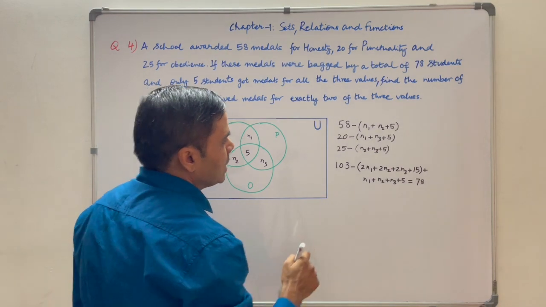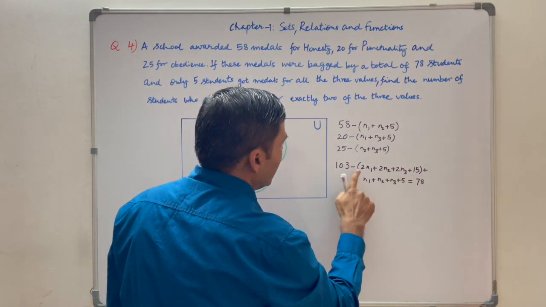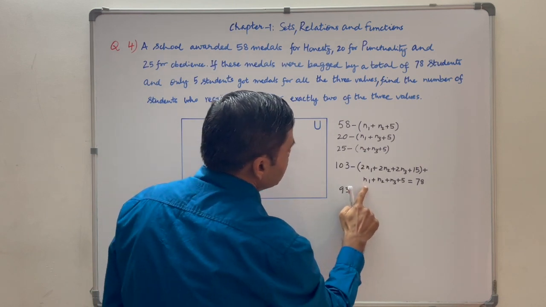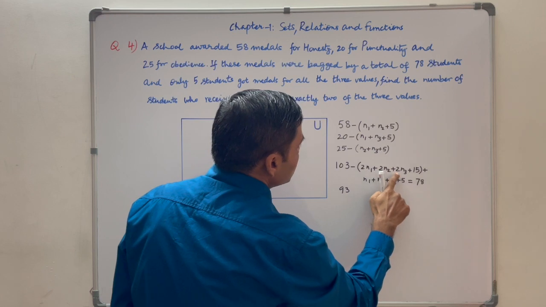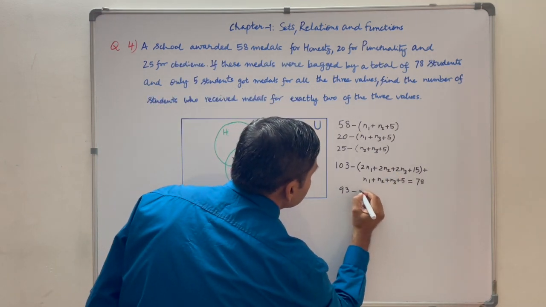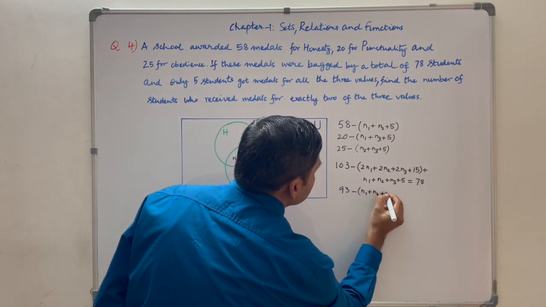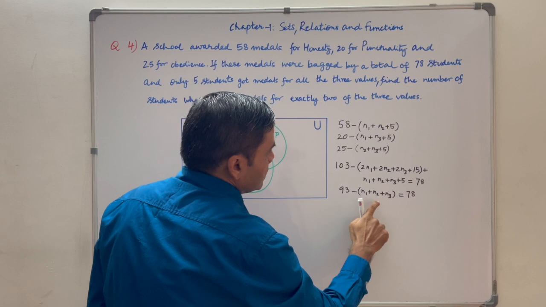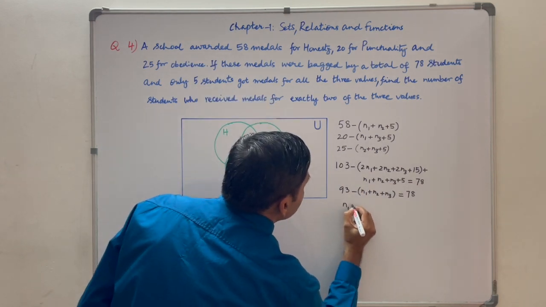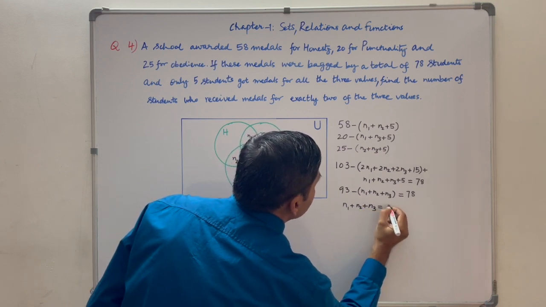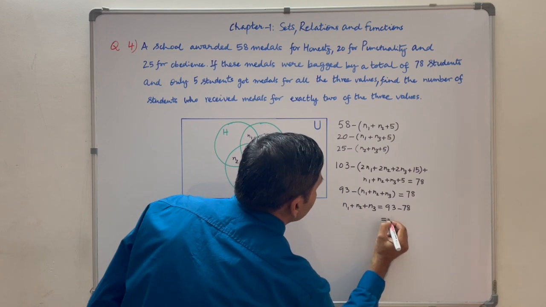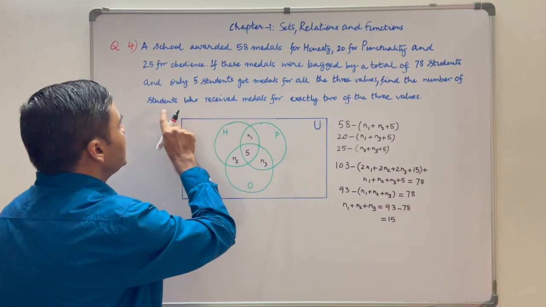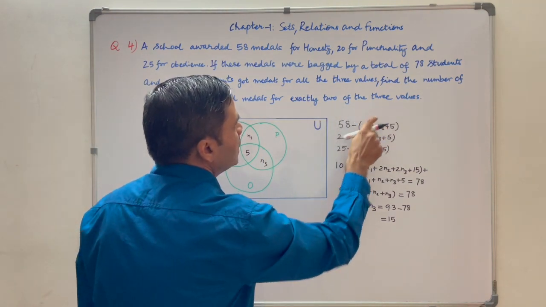So let us start simplifying. Now 103 plus 5, 108. 108 minus 15 will be equal to 93. Minus 2N1 plus N1, minus 2N2 plus N2, minus 2N3 plus N3. So that will be equal to minus (N1 plus N2 plus N3) in brackets, and that is equal to 78. N1 plus N2 plus N3 is taken to the other side, so it will become positive. So N1 plus N2 plus N3 is equal to 93 minus 78, and that is equal to 15. So we have got our answer. N1 plus N2 plus N3 is 15. So there are 15 students who received medals for exactly two of the three values.